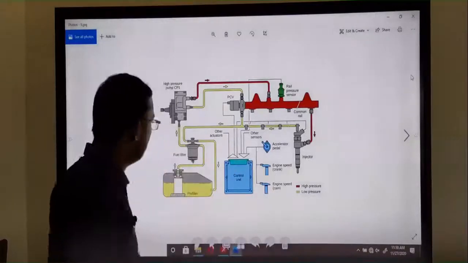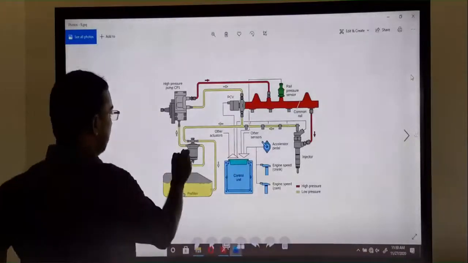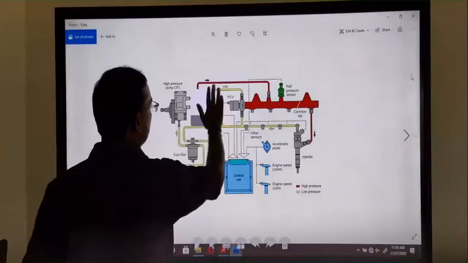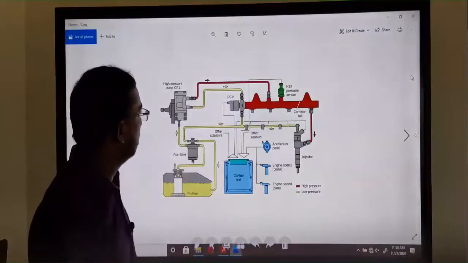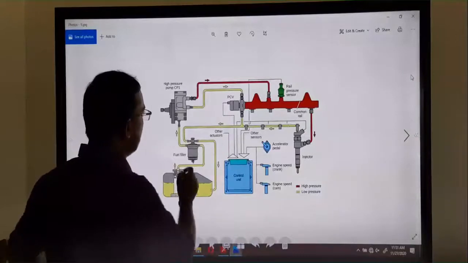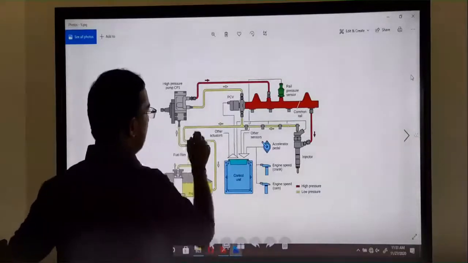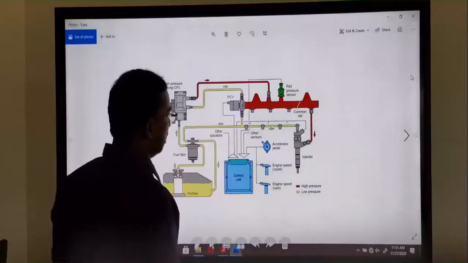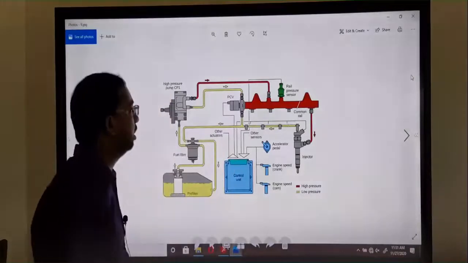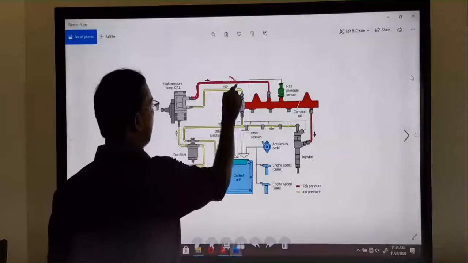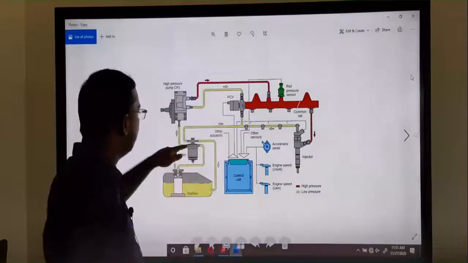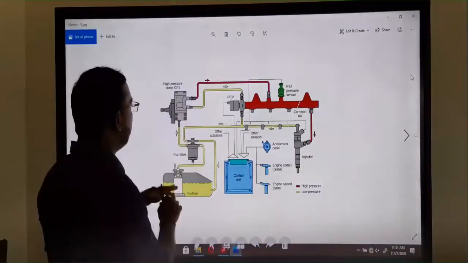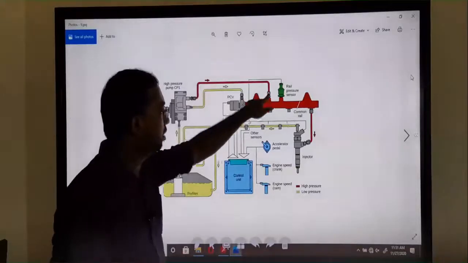So you can see here, this supply comes to this pump and this fuel comes to this common rail. This will come to this line. Okay, this is a return line. Sorry for that, this is the supply line. The red line is the high pressure line. So when the fuel comes to this high pressure pump, it supplies the fuel to this common rail.